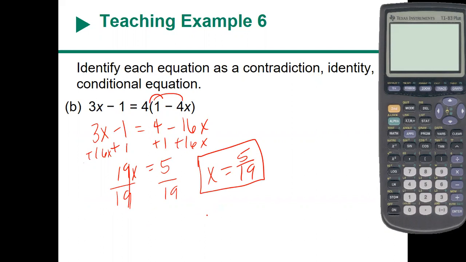So this is called a conditional equation because you have one answer. So there is a solution, one solution. How did we do?